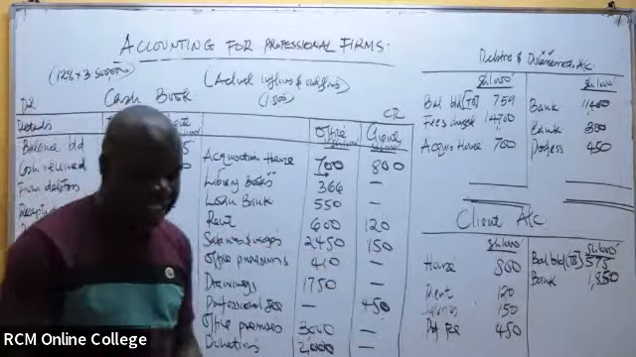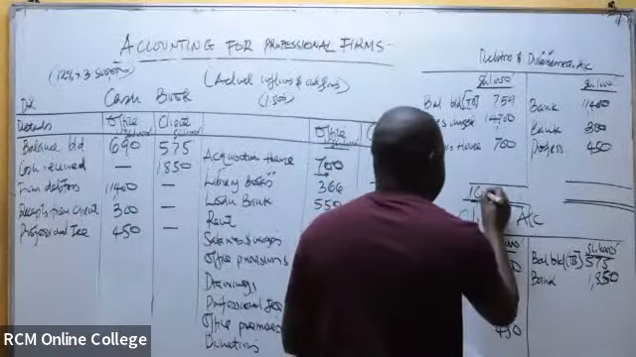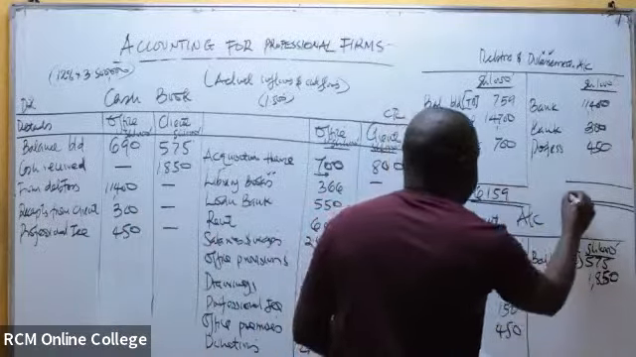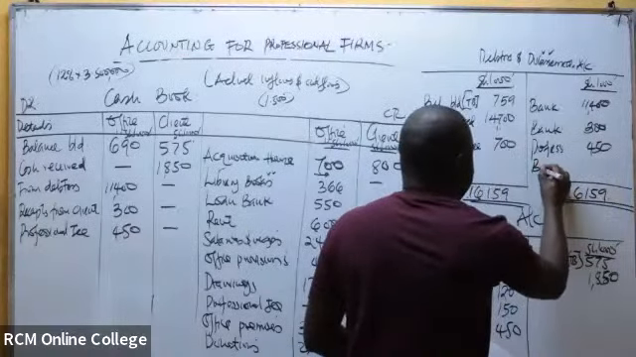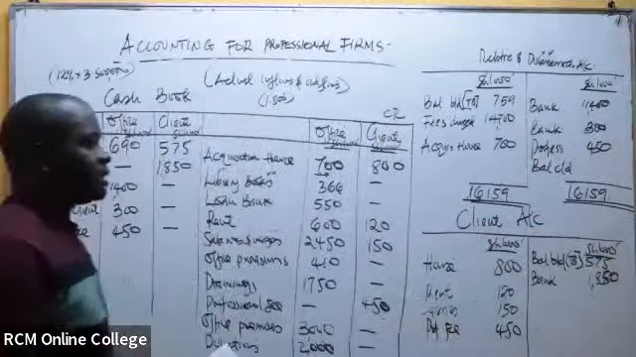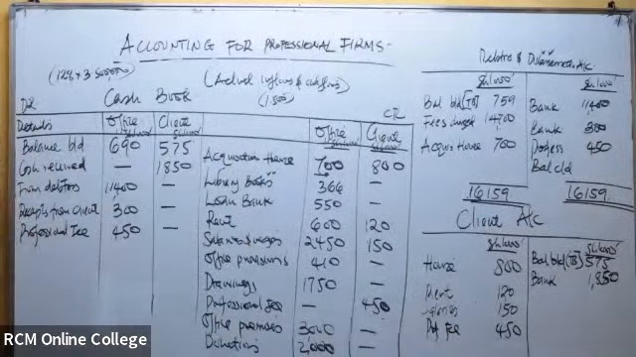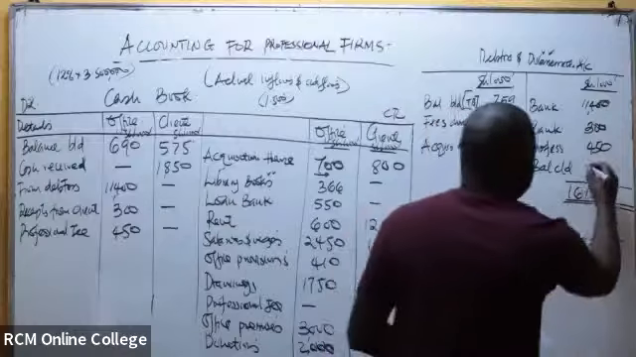I can see you're saying 16,159. So give me the balance carried down in the debtors and disbursements account. I can see you're saying 4,009.